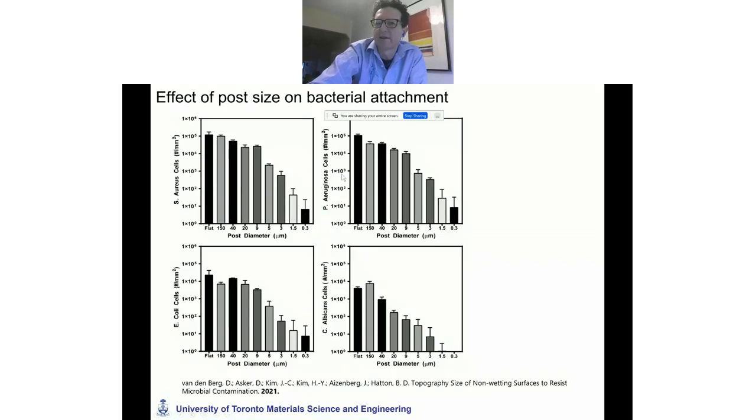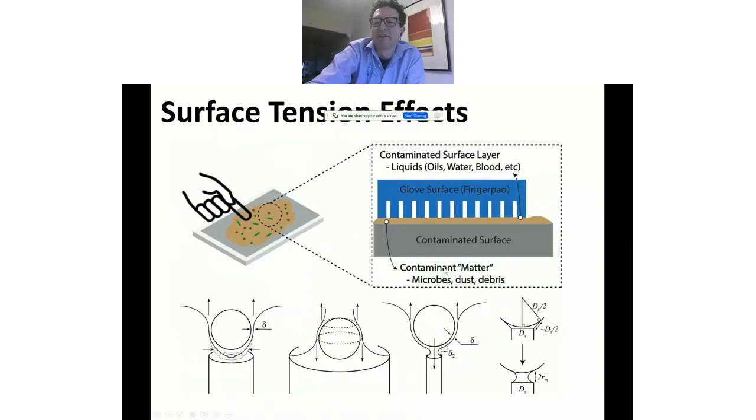And we see that same trend for Pseudomonas and for E. coli and for Candida. So there's a 10,000 times reduction just by making the post small. What's interesting, I could talk a lot more about this, but it also depends on the size of the cell. So Candida is a much bigger cell compared to Staph aureus, so everything is actually shifted a little bit over. So even 1.5 micron posts are small enough to keep the Candida off the surface.